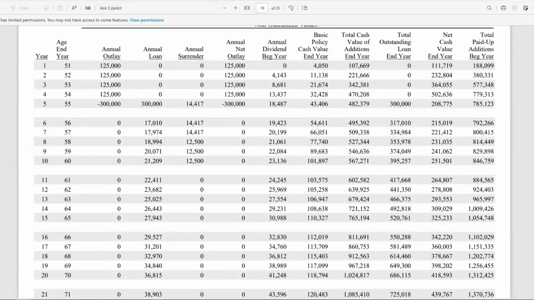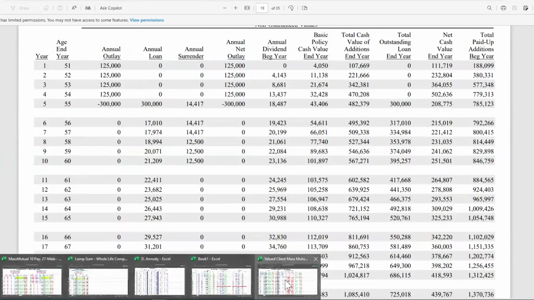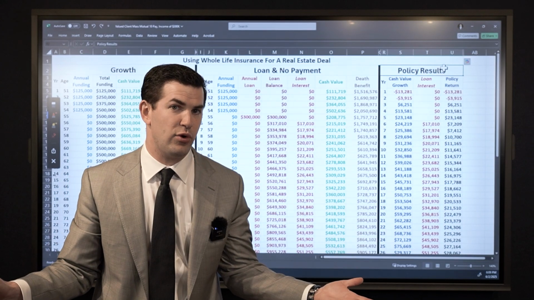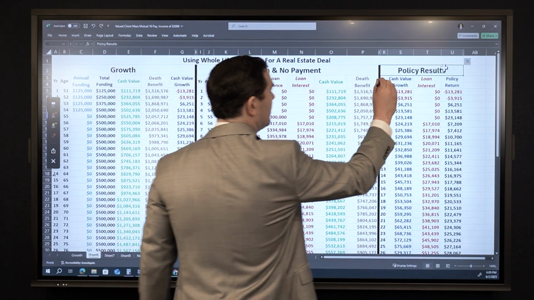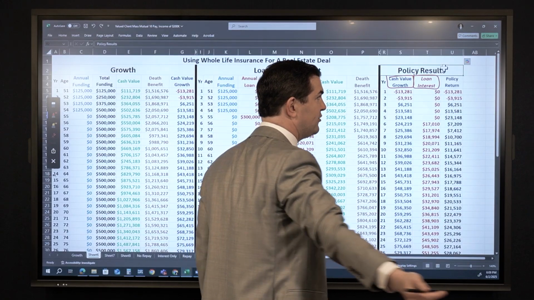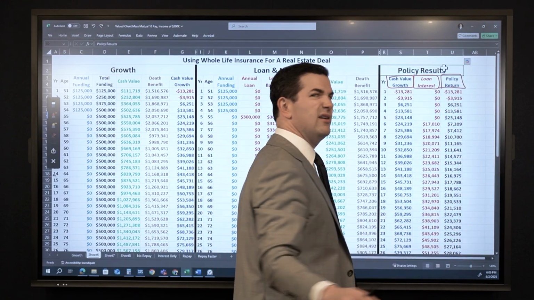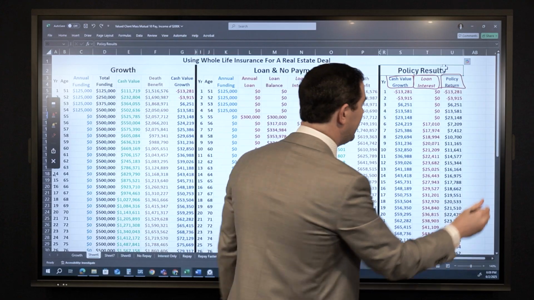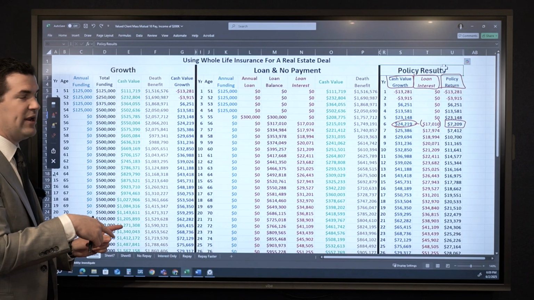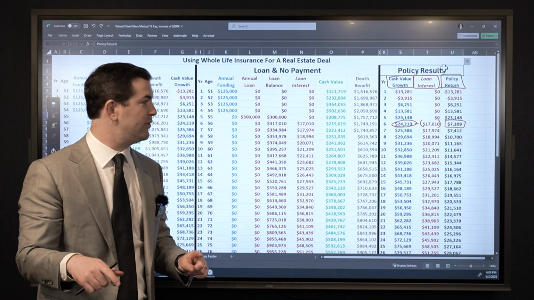All right, let's go back. And here's something cool to look at. Policy results. You can also call this the spread. Cash value growth. What I'm getting from the company. Loan interest. What I'm paying to the company in interest. Policy return, AKA my net results. I'm just going to take my growth minus the interest and make sure I'm not losing money, which can happen, by the way. You might recall that the loan interest rate in this example was higher than the annual yield.